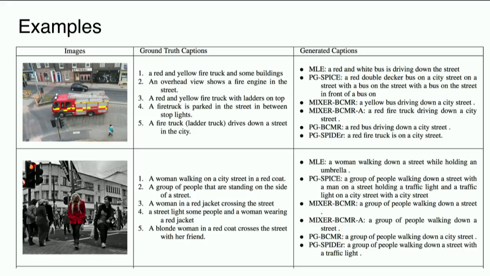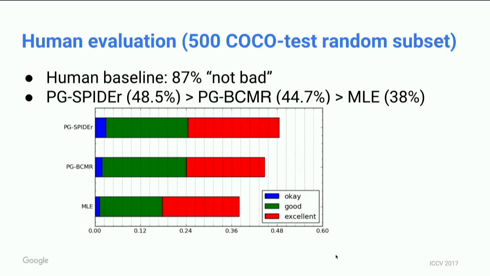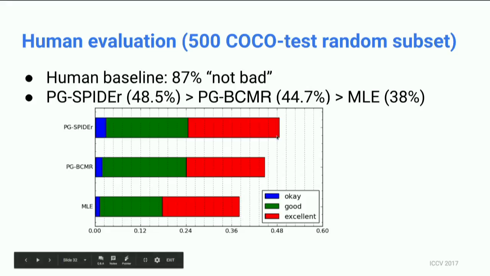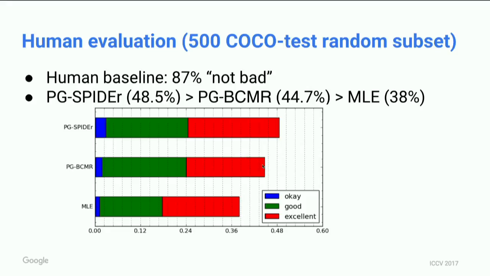So we realized that optimizing directly for this wasn't good, so we did a convex combination of SPICE and CIDEr, which is the best previous syntactic metric, and we called that combination SPIDEr. That metric generates nice sentences like "a red fire truck is on a city street," or "a group of people walking down a street with a traffic light." We did a user study, and humans like the captions generated by our method optimizing SPIDEr significantly more than if we optimize BLEU score. Both of these improve upon the standard method of max likelihood training.